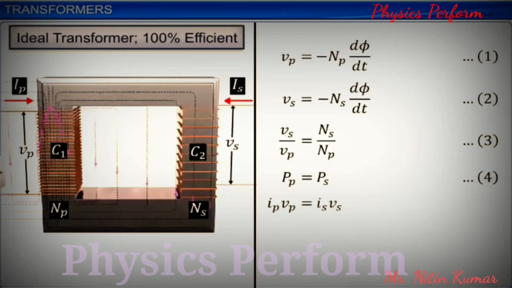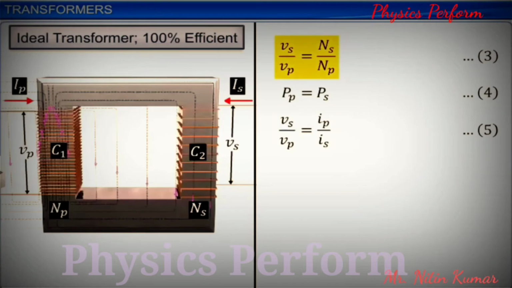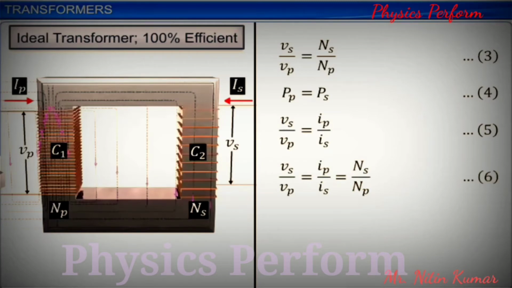From equations 3 and 5, we get VS by VP is equal to IP by IS is equal to NS by NP. Let this be equation 6. This shows that the current in the coils is inversely proportional to the number of turns in the coil. Since I and V both oscillate with the same frequency as the AC source, equation 6 also gives the ratio of the amplitudes or RMS values of the corresponding quantities.